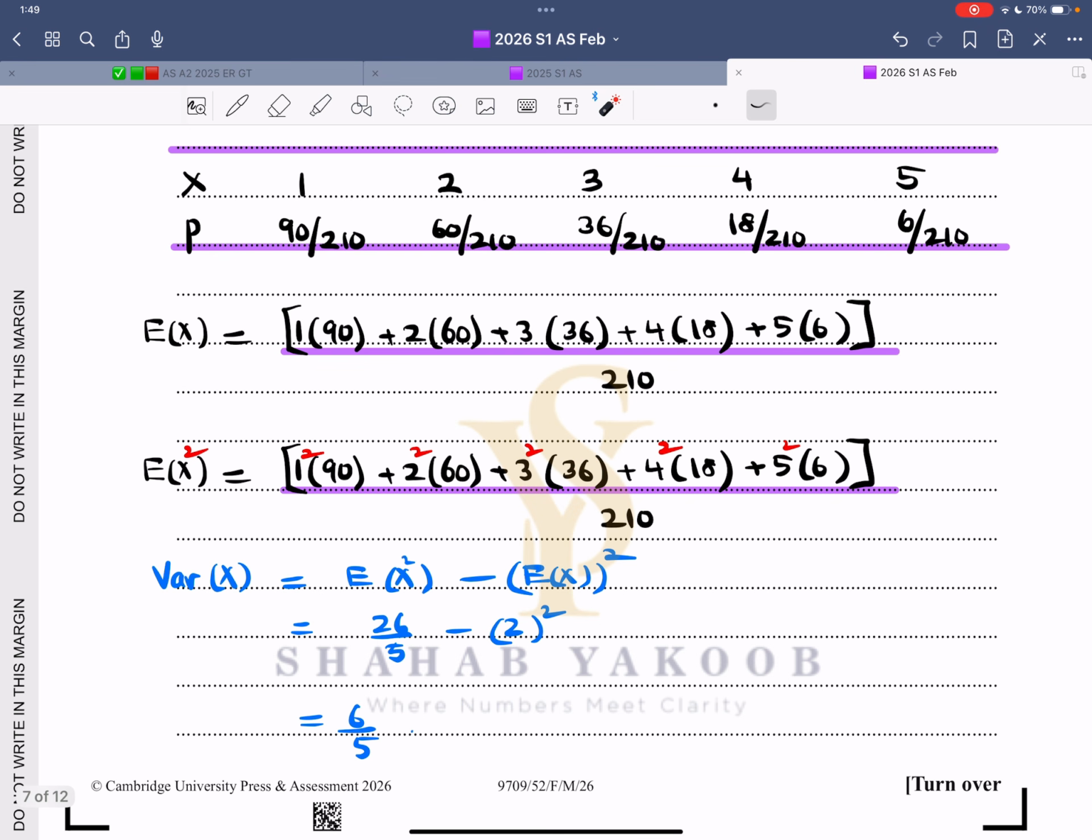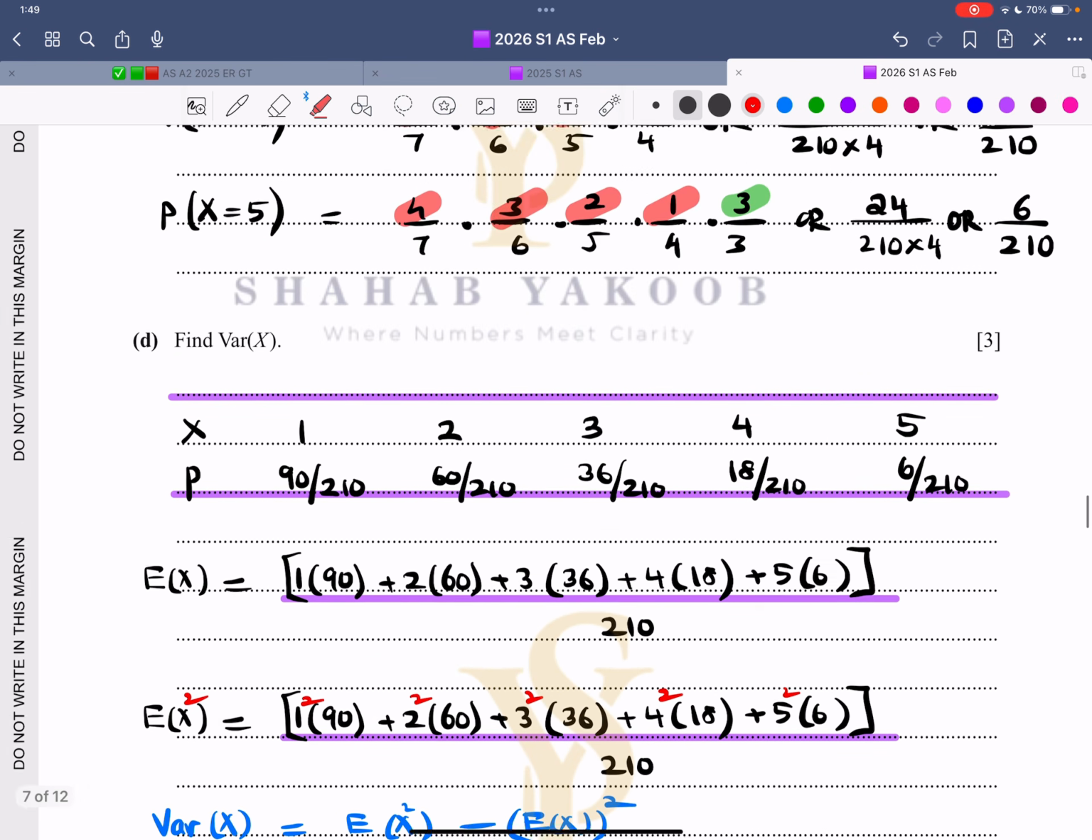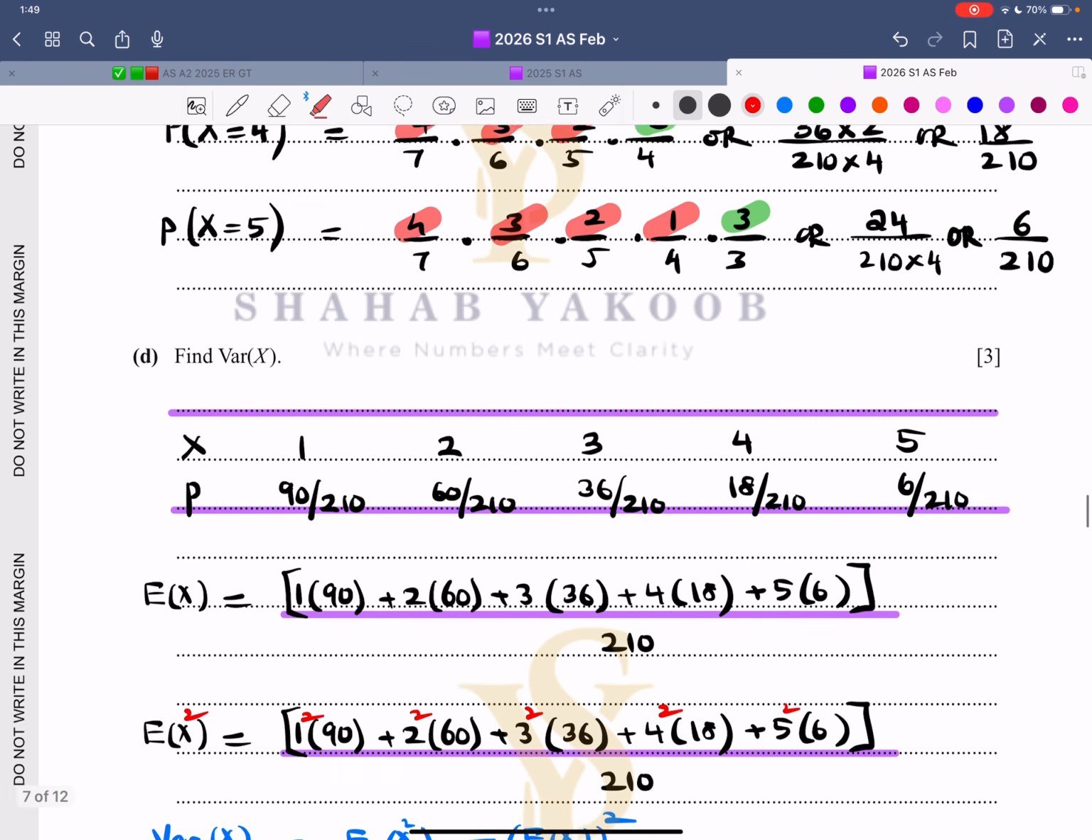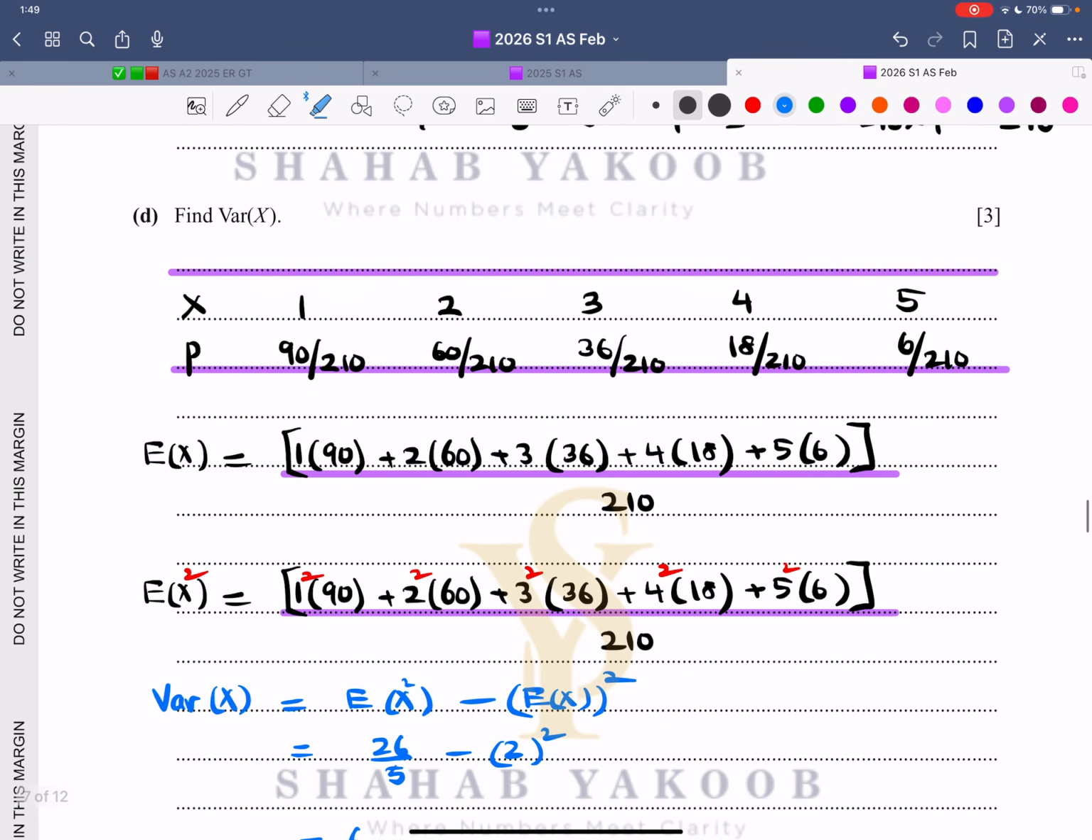Expectation of X. So that is taking this value and multiplying it out. So which colors are we using? Red and green. So let me choose blue. So this is the blue color. I'm multiplying it with the probability 1, 2, 3, 4 and 5. And the probabilities, I'm just taking the numerator, that is 90, 60, 36, 18 and 6. Divide once by 210.